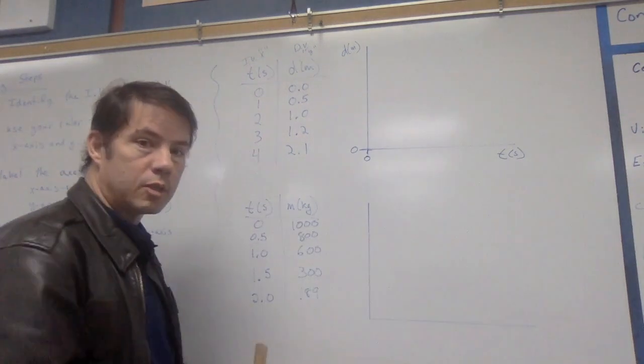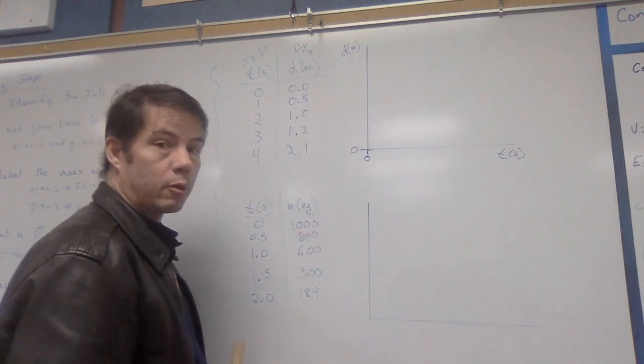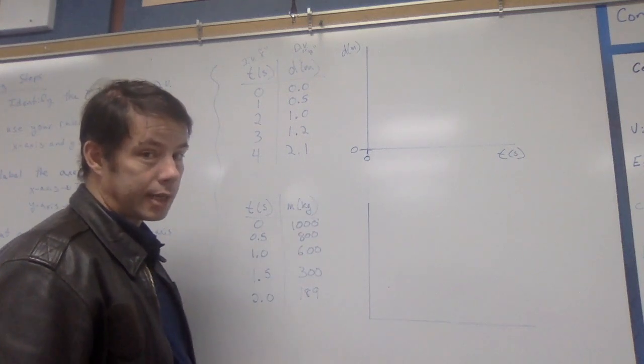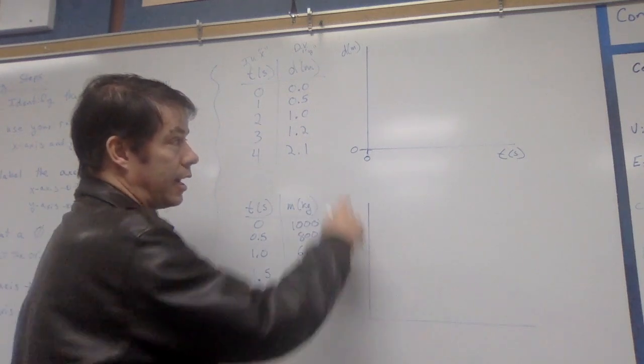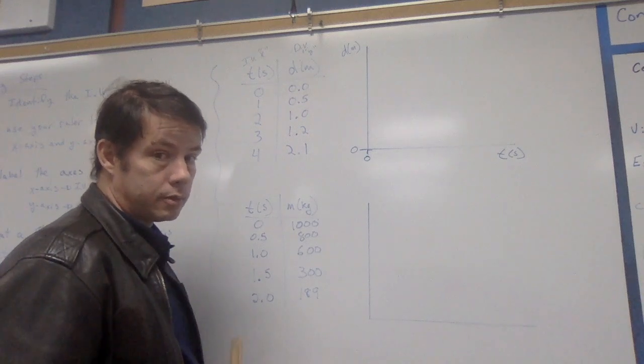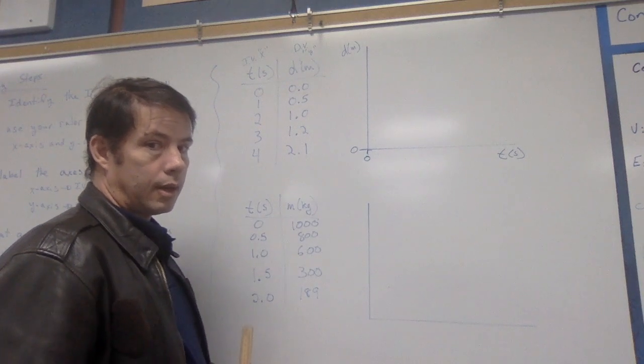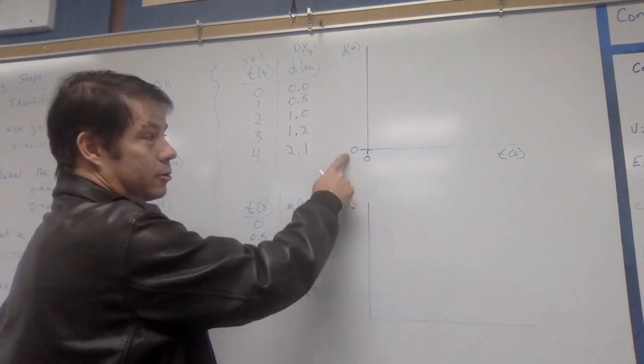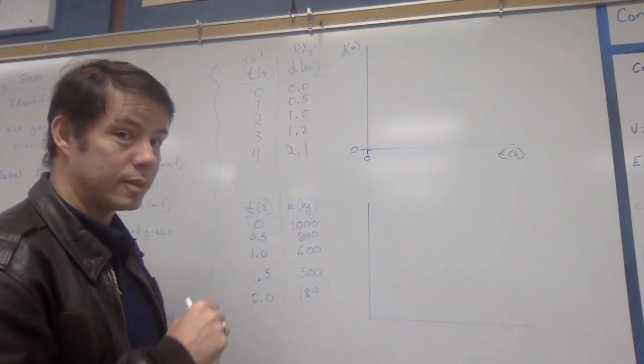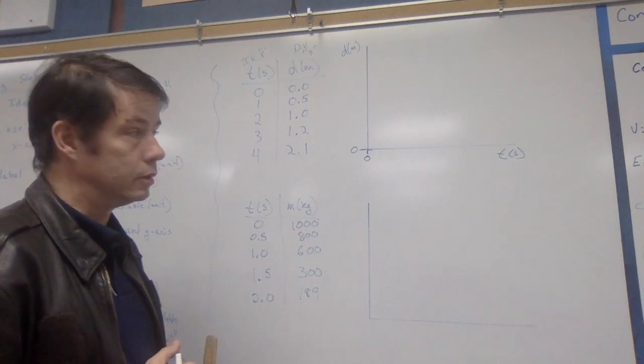So when we're doing an experiment, we're going to have 0 seconds. 0 seconds is not the same thing as 0 meters. Okay, so that's why there's 2 zeros, because the 0 is a different kind of 0.